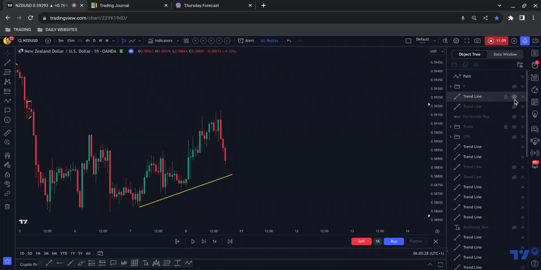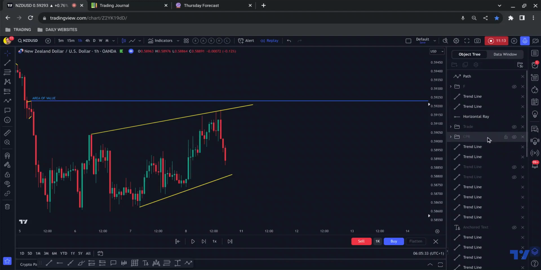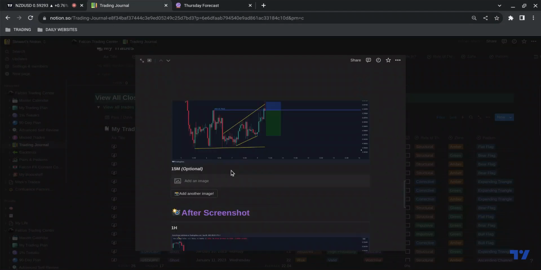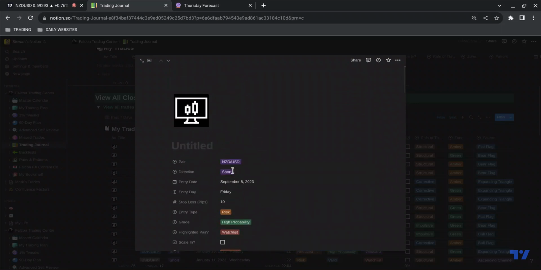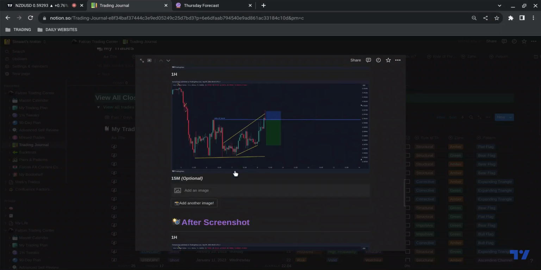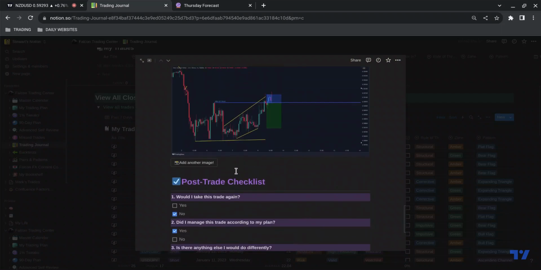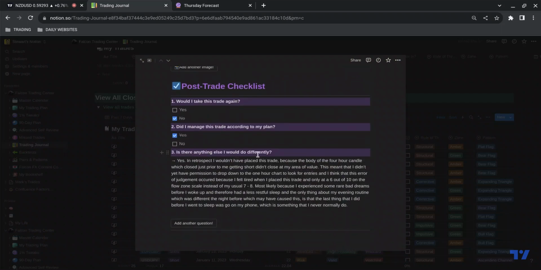And I'm just going to put all this on the chart to show you what I'm looking for today, because the structure has changed. But if I just drop down, this is my trading documentation. I don't normally do this. So I've documented the trade. And then, as you can see, I've written, is there anything else I would do differently? Yes, in retrospect, I wouldn't have placed this trade because the body of the 4-hour candle, which closed just prior to me getting short, didn't close at my area of value. This meant that I didn't yet have permission to drop down to the 1-hour chart to look for entries.